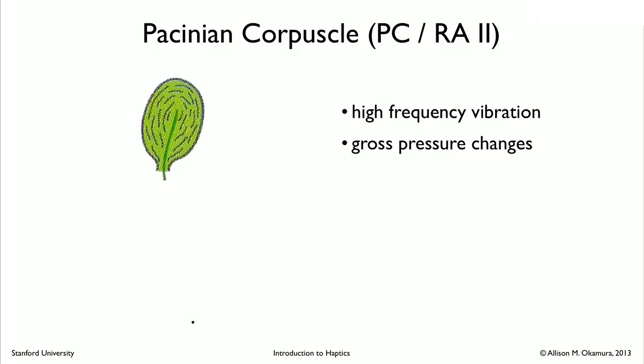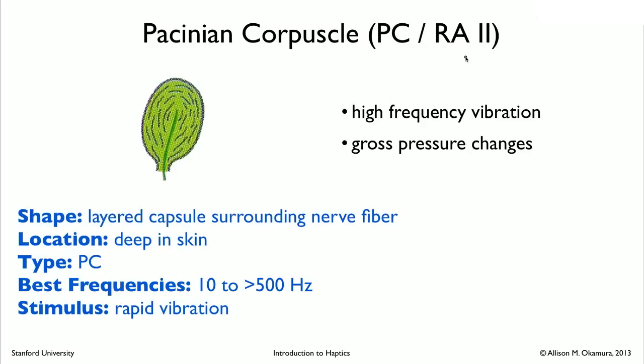Finally, the Pacinian corpuscles, which some people classify as their own type called PC, or they say they're rapidly adapting 2. They respond to high-frequency vibration and can also respond to gross pressure changes. They're the deepest. They're very deep in the skin, and their frequencies that they respond to can be extremely high. So the stimulus they're good for is primarily rapid vibration. So the vibration feedback that you get from your phone, definitely activating Pacinian corpuscles.